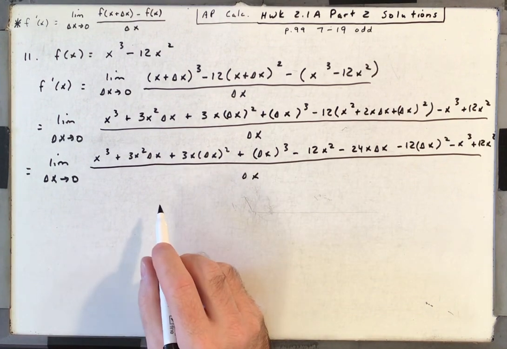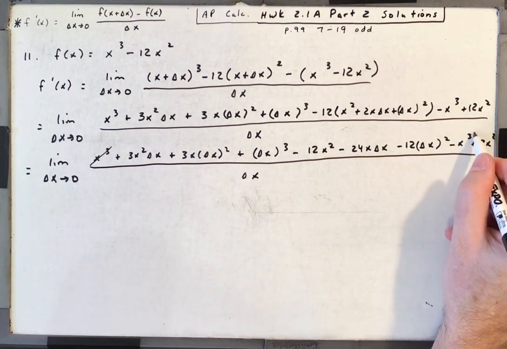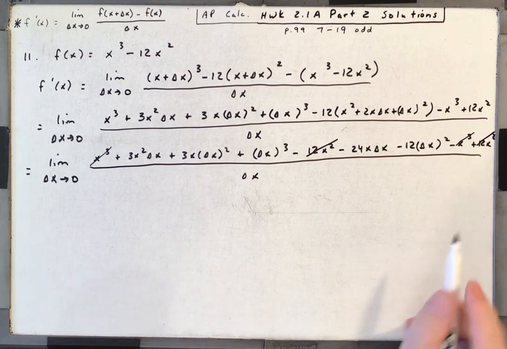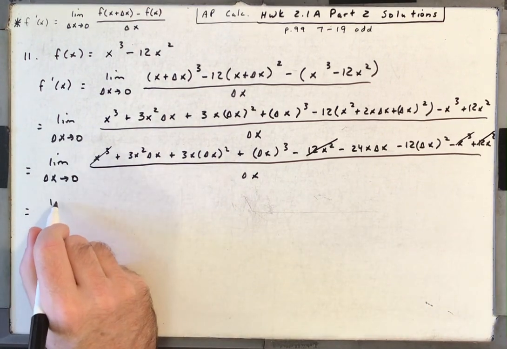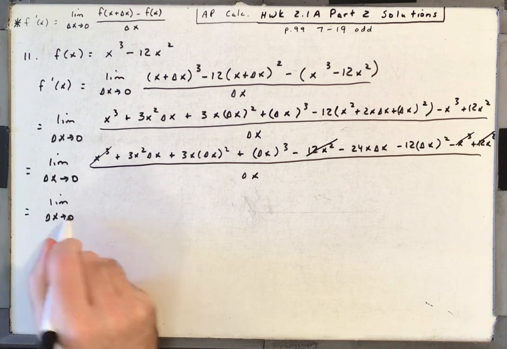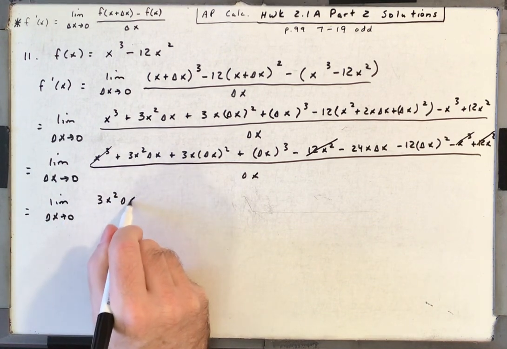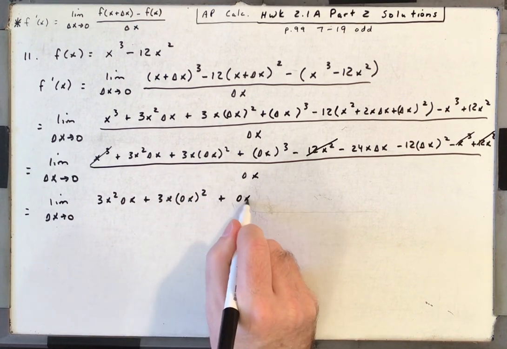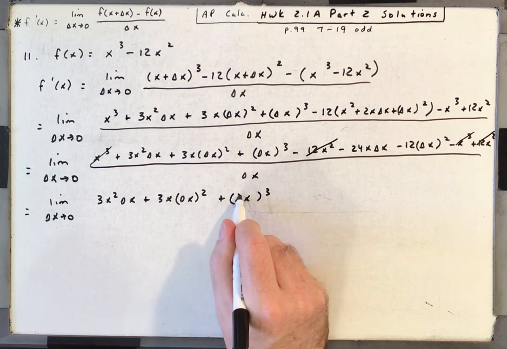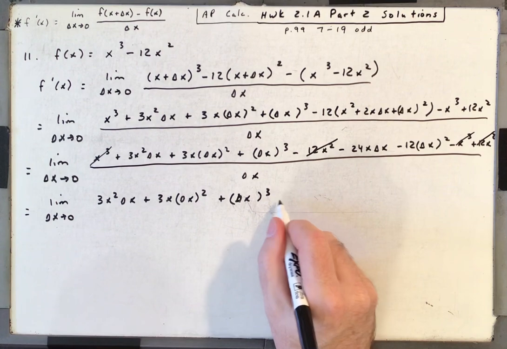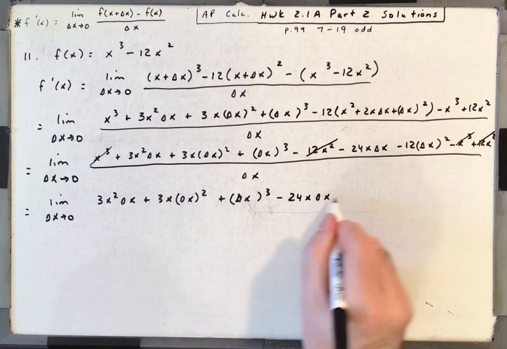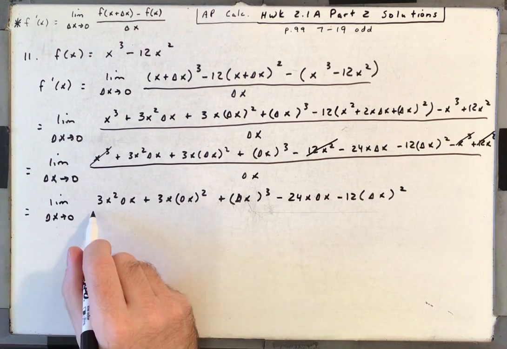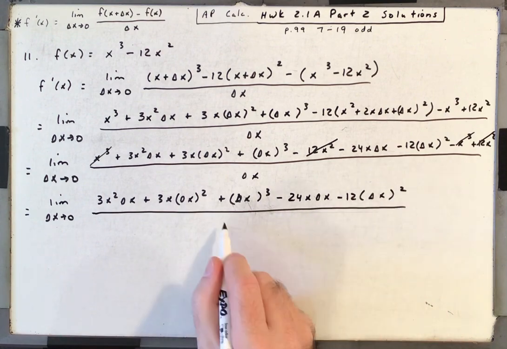Okay, we can eliminate some things here. I can eliminate the x cubed and the minus x cubed. We can eliminate the minus 12x squared and the plus 12x squared. So what's left? 3x squared delta x plus 3x delta x all squared plus delta x all cubed. That's a delta, it's a triangle, sorry. Minus 24x delta x minus 12 delta x all squared over delta x.